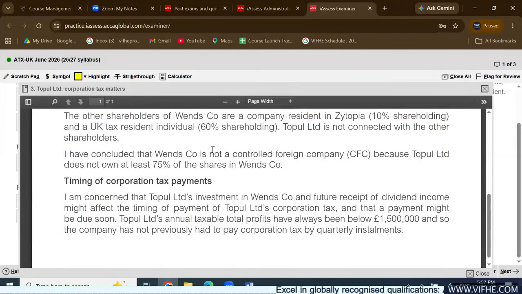and what was Lee's statement? He said that Wensco is not a foreign controlled company. It is a CFC because it is being controlled by a UK resident individual, right? So the company status is clear. Though it is not being controlled by Topal Limited, it is being controlled by a UK resident individual. So from a UK tax laws perspective, it is inevitably a controlled foreign company of the UK. So the statement passed by Lee is incorrect.